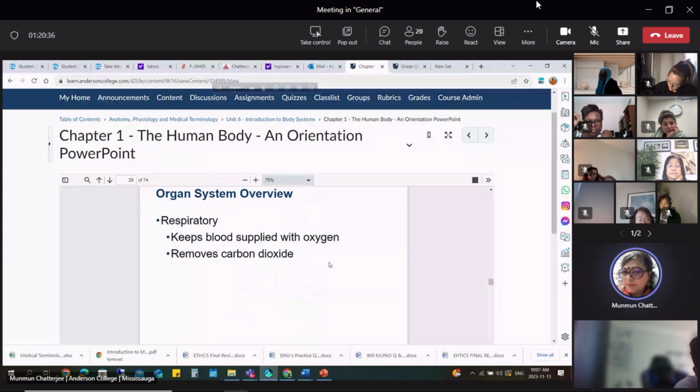Respiratory system, what is the function? Supplies oxygen, removes carbon dioxide.